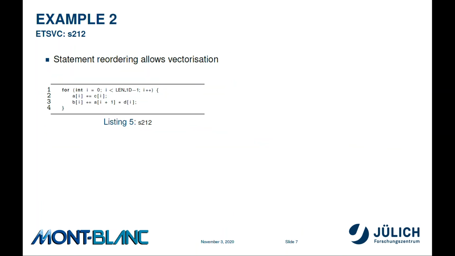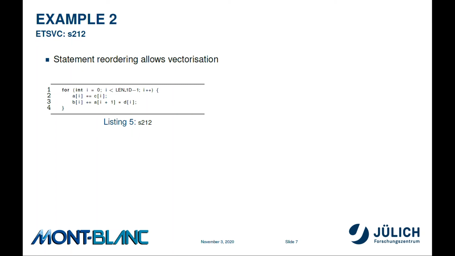Second example I want to show is loop S212. This loop considers a case where vectorizing statements in the same order as written in C would lead to an error. If we take a look at line 3, we are accessing an array element that is to be updated in the next iteration of the loop in line 2. All compilers fail to vectorize this code, with reported reason of unsafe dependence of elements in a loop.